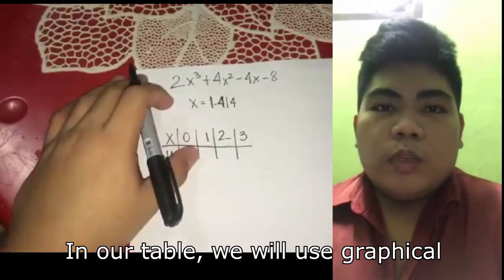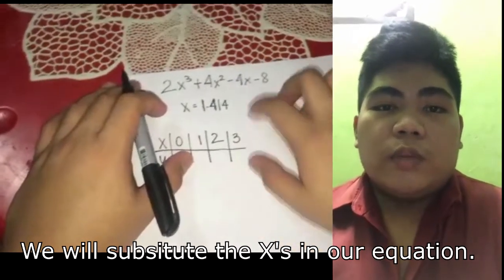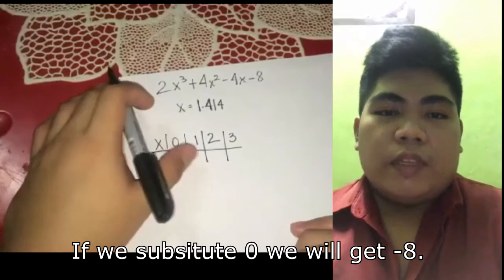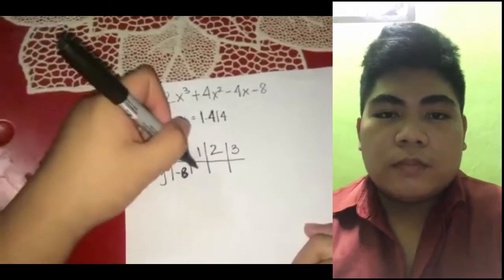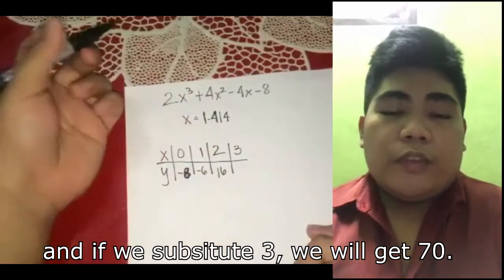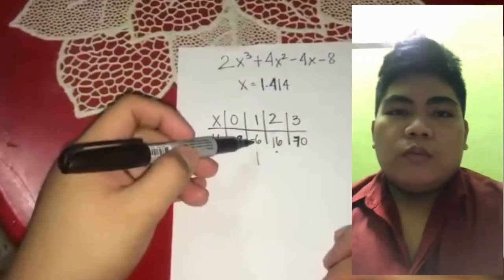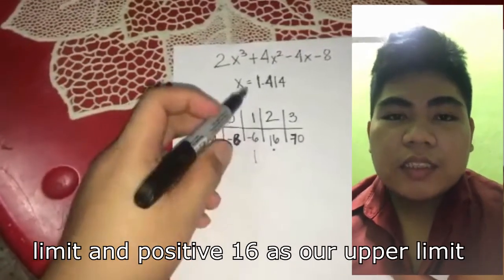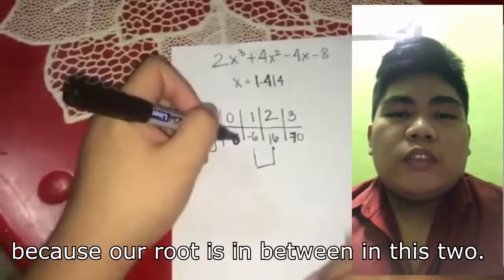In our table, we will use the graphical equation method. We will substitute the x's in our equation. If we substitute 0, we will get negative 8. If we substitute 1, we will get negative 6. If we substitute 2, we will get 16. And if we substitute 3, we will get 70. So now, we will use negative 6 as our lower limit and positive 16 as our upper limit because our root is between these two.